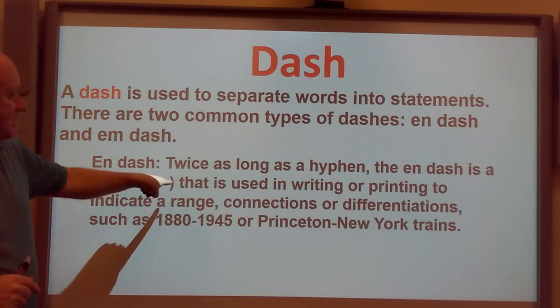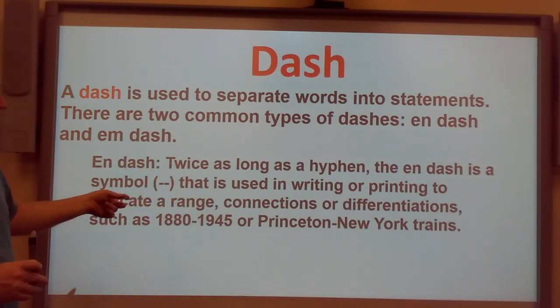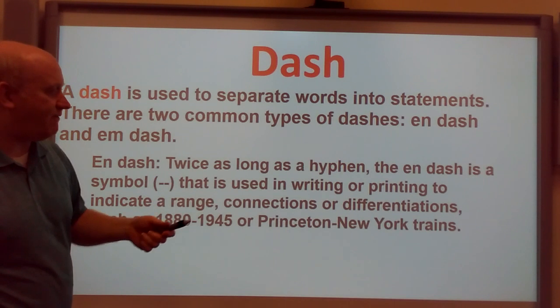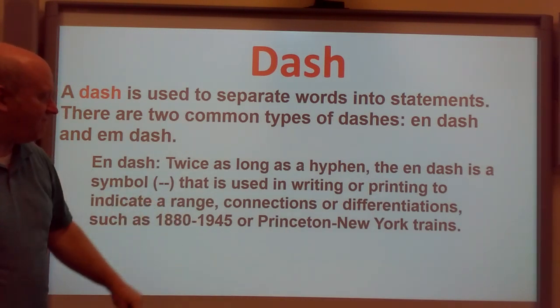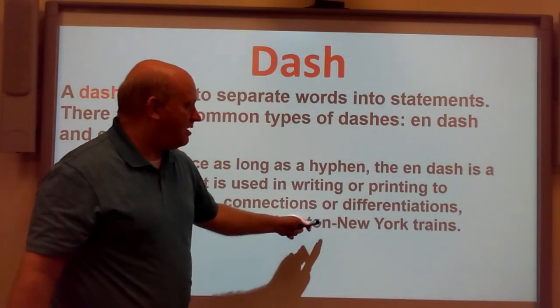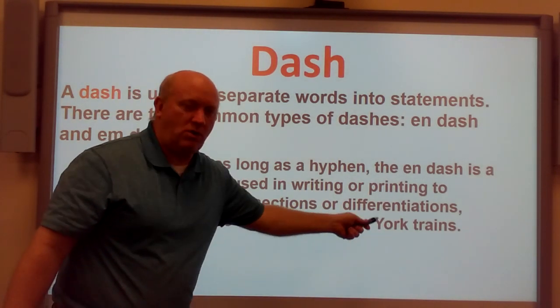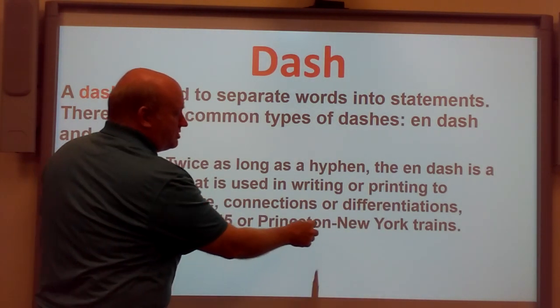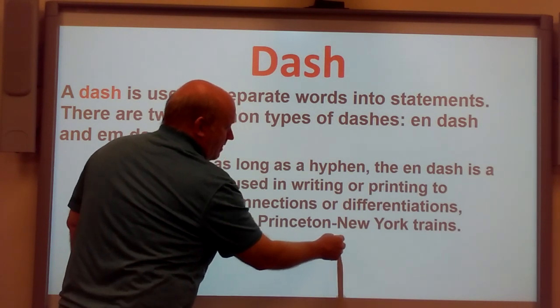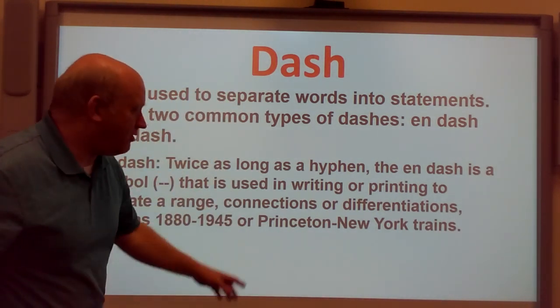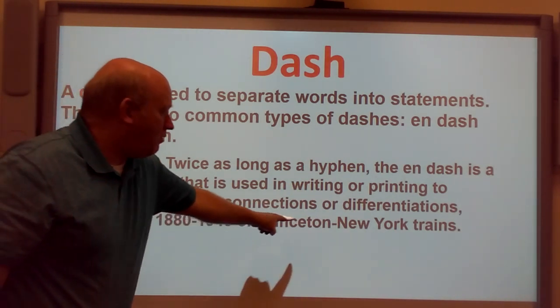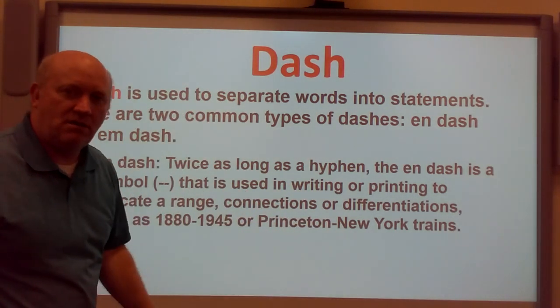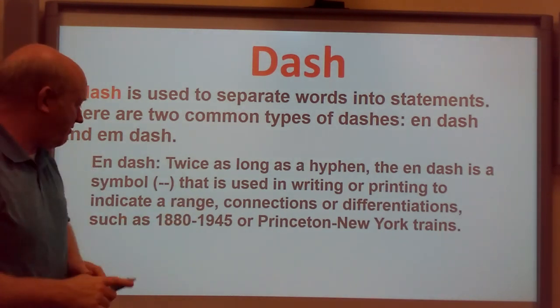It is a symbol used in writing or printing to indicate a range, connections, or differentiations, such as 1980–1945, or Princeton–New York trains, Princeton to New York. Instead of saying the word to, you can say Princeton to New York trains. Replace the to with a dash to get Princeton–New York trains.